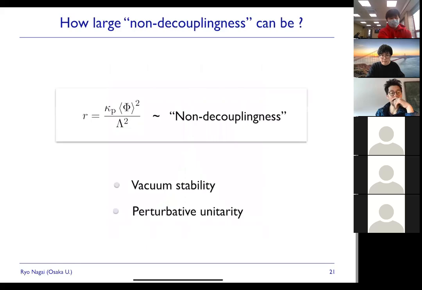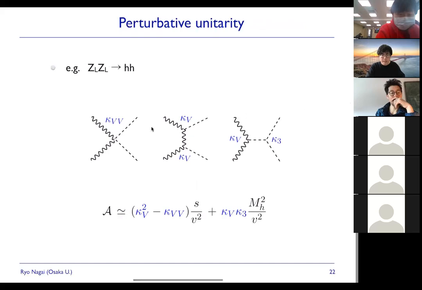Okay, let us next discuss another constraint, the perturbative unitarity constraint. In our EFT, the Higgs couplings deviate from the standard model prediction without introducing a new particle. So the Higgs coupling deviation causes perturbative unitarity violation in general. For example, let us consider the ZZ to HH scattering. The scattering amplitude can be estimated by computing this diagram and parameterizing the Higgs couplings like this: kappa V, kappa B, and kappa 3. The scattering amplitude is roughly given like this.